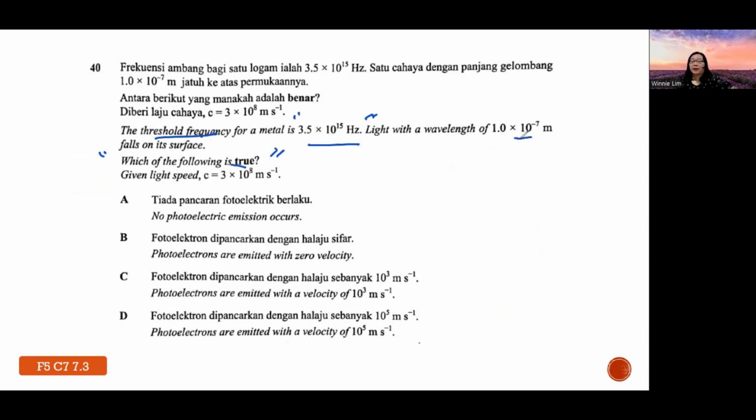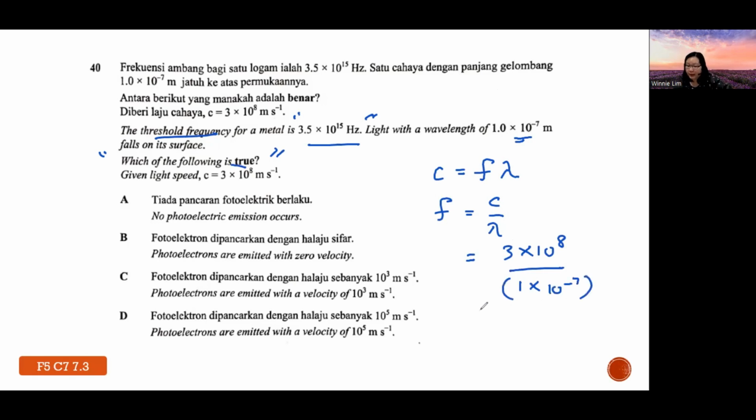Now, they didn't directly give you the frequency, but they give you the wavelength. So how do we relate it? We will use c equals f lambda, so f equals c over lambda. So let's calculate the frequency of this light first. 3 times 10 power 8 divided by the wavelength, 1 times 10 power -7. Make sure you put brackets. And at the end, you will get the frequency as 3 times 10 power 15 hertz.